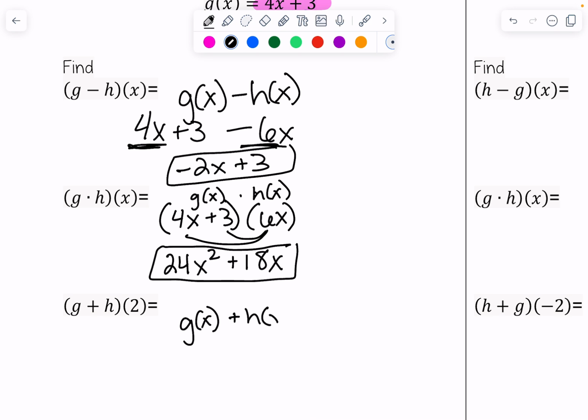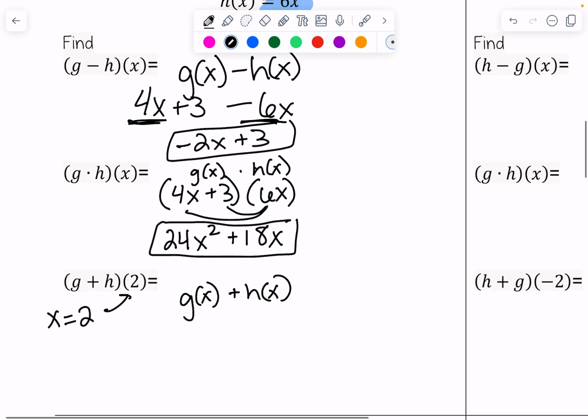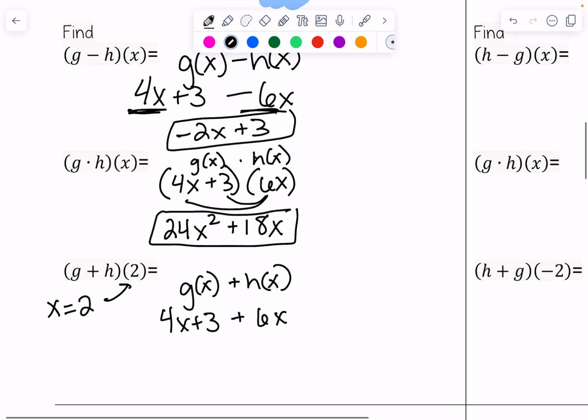Our last one here, we're going to take g of x and add h of x. We're going to put a 2 in the x spot. It's going to replace it, so I don't want to see any x's after we replace the 2. So g of x is 4x plus 3, and h of x is add 6x. Let's add them really quick. Like terms say to put 4 and 6 together: 4, 5, 6, 7, 8, 9, 10. So that's 10x plus 3.